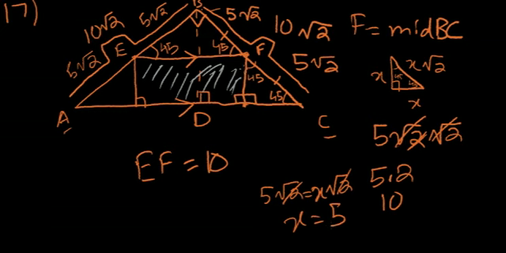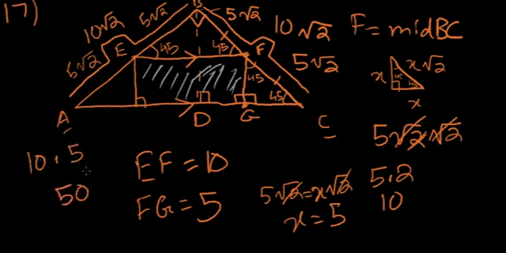Now what is x? x is the leg. So we know that from F to this random point, let's call it G, FG equals 5. And we know that 10 times 5 is going to be equal to the area of this rectangle. So 10 times 5, which is 50. So the area of the shaded region is 50. That's choice C.